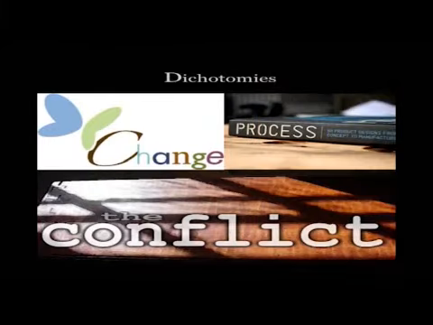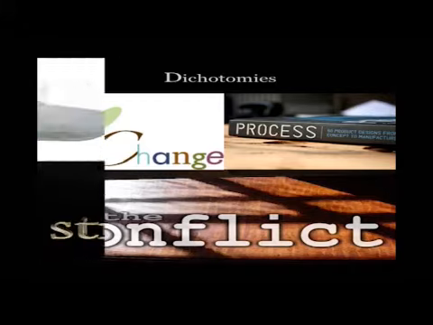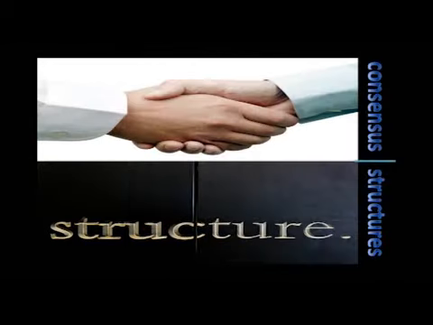Similarly, a general theory of society has to go beyond the dichotomies of stability or change, structure or process, consensus or conflict. A theory of conflict must also provide a theory of consensus. A theory of processes must also explain structures and so forth.